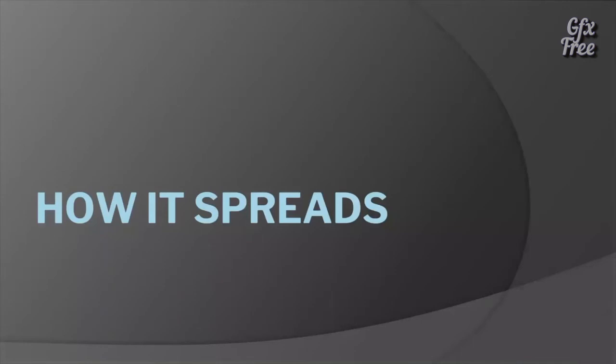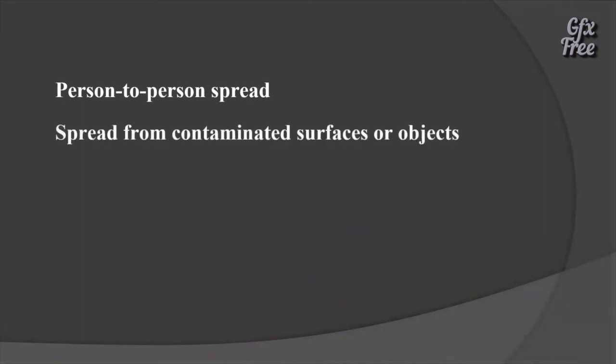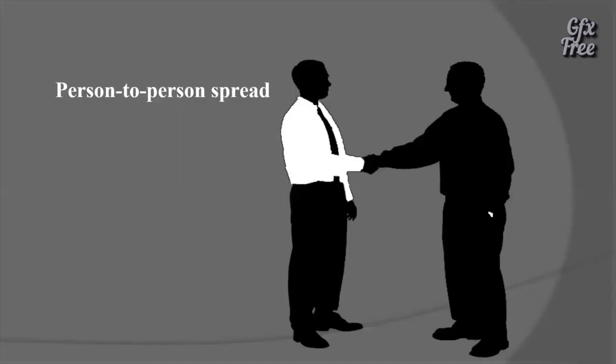How does it spread? It spreads through person-to-person spread, from contaminated surfaces or objects, or community spread. Person-to-person spread: it can spread between people who are in close contact with one another, through respiratory droplets produced when an infected person coughs or sneezes within about 3 feet or 1 meter.